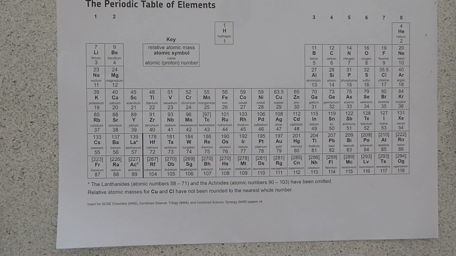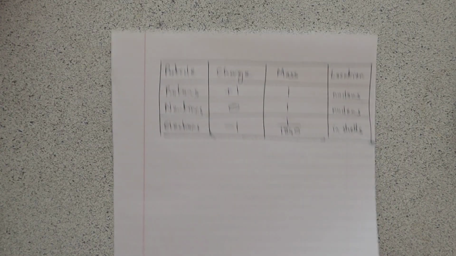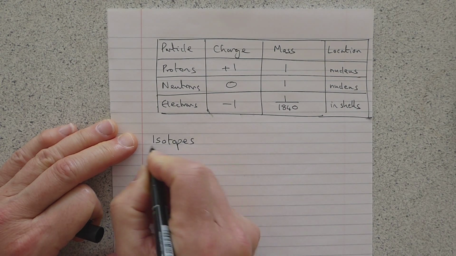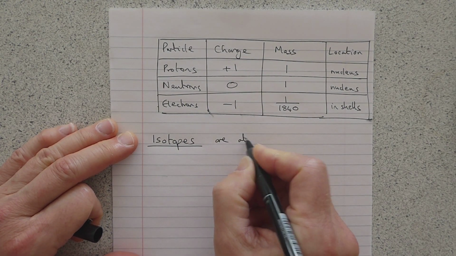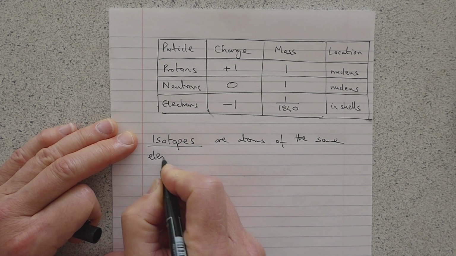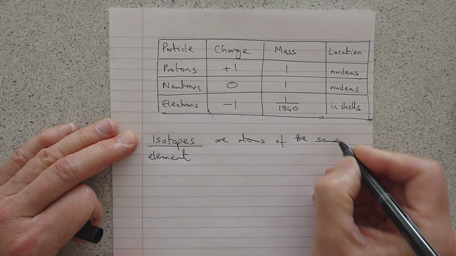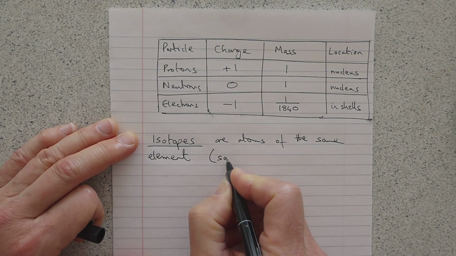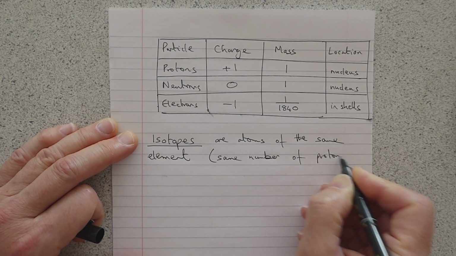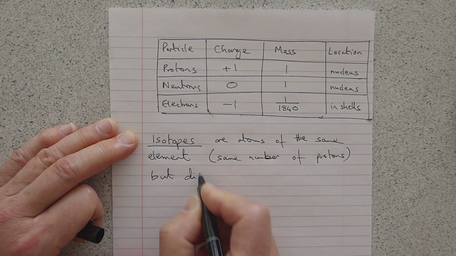Carbon normally has 6 protons, 6 electrons, and 6 neutrons. But some carbon atoms have 7 neutrons, and they're what we call isotopes. And you just need to know the definition of an isotope. Much easier to remember the plural definition. Isotopes are atoms of the same element. Forgive my appalling handwriting, this is just a rough and ready video. Atoms of the same element, and that means same number of protons, but different number of neutrons.